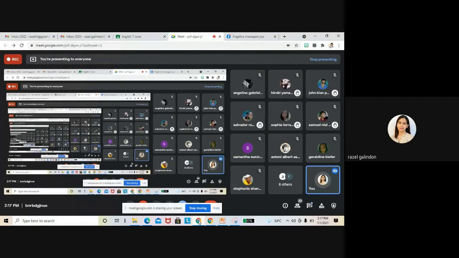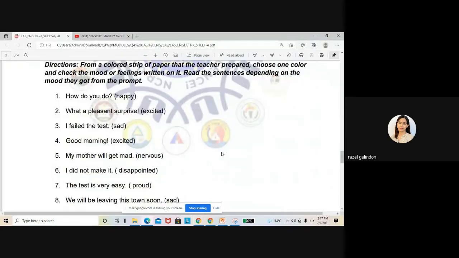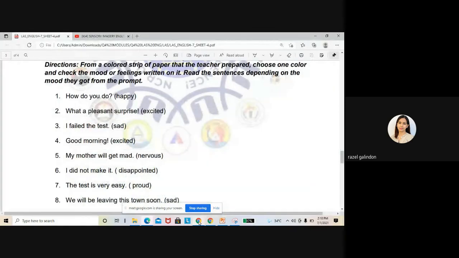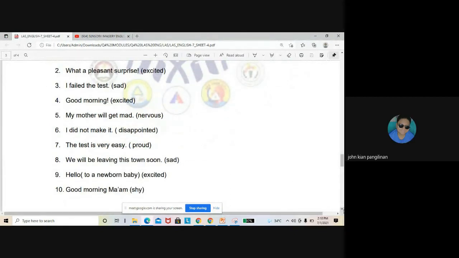For number 5, Samuel. Samuel Neil, for number 5. My mother will get mad. Okay, so we can feel here that he is nervous because maybe he did something wrong that his mother will get mad. Okay. For number 6, disappointed. Disappointed. How do you say that if you are disappointed? Sino pa yung iba? Wala, hindi nag-raise ng hand yung iba. Sige, si John Kian ulit. John Kian? Disappointed. I did not make it.